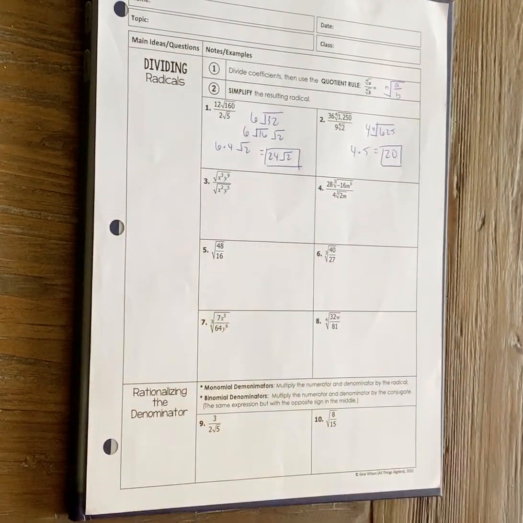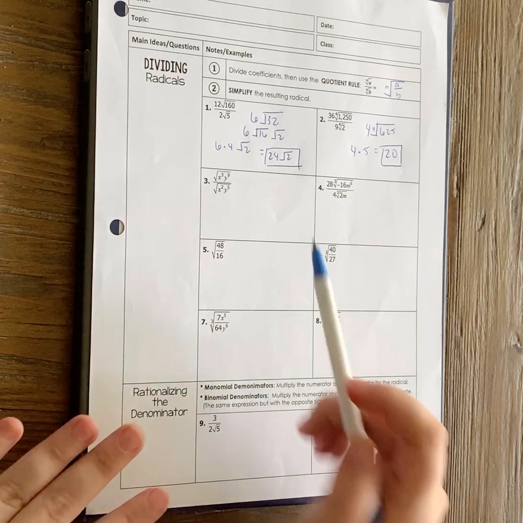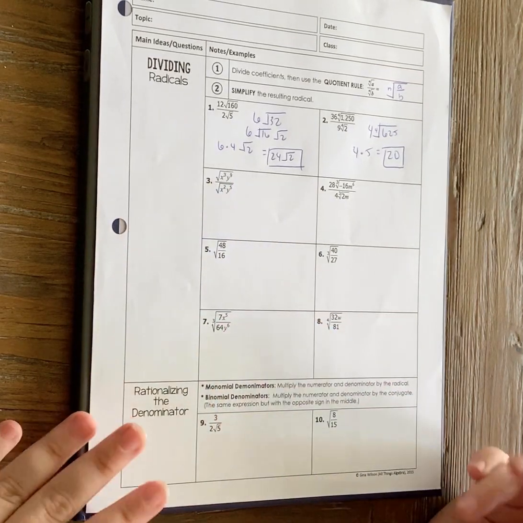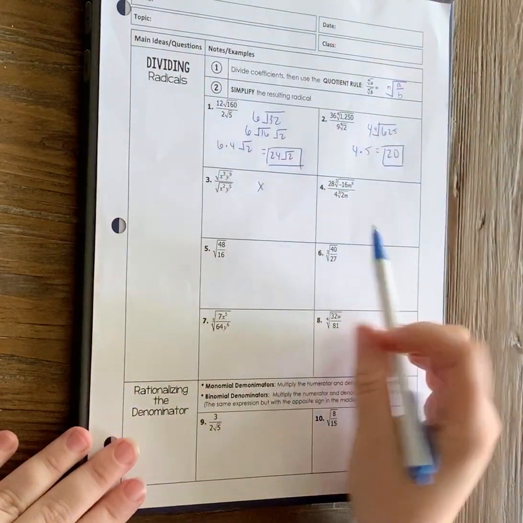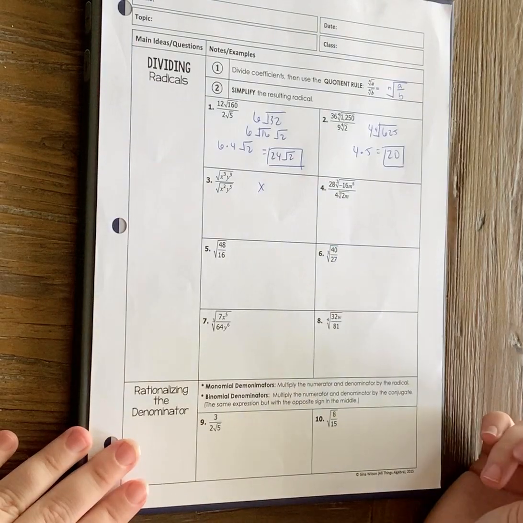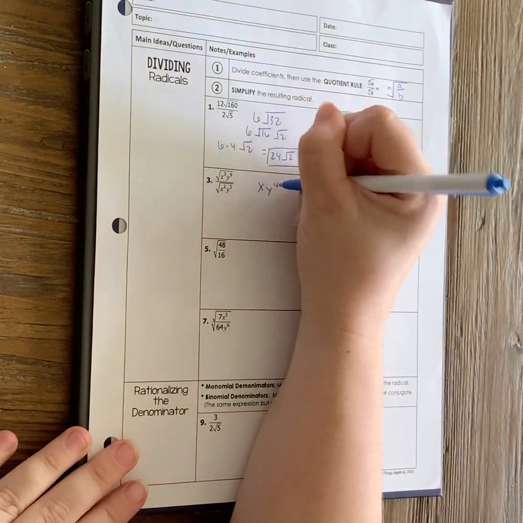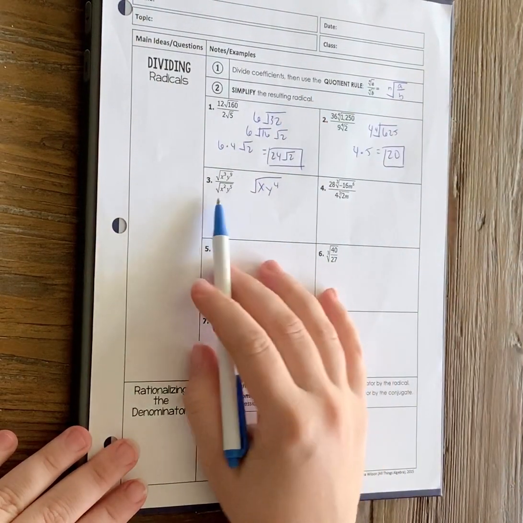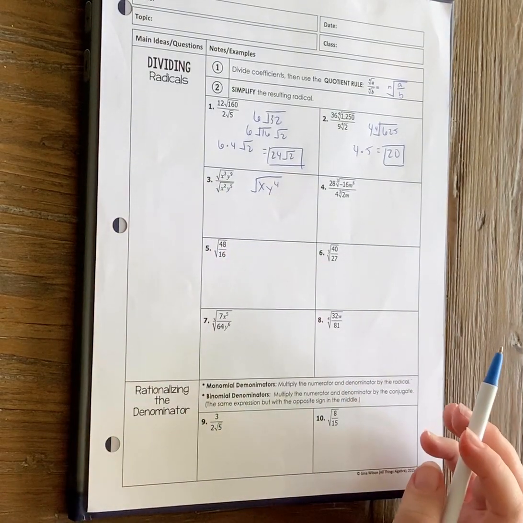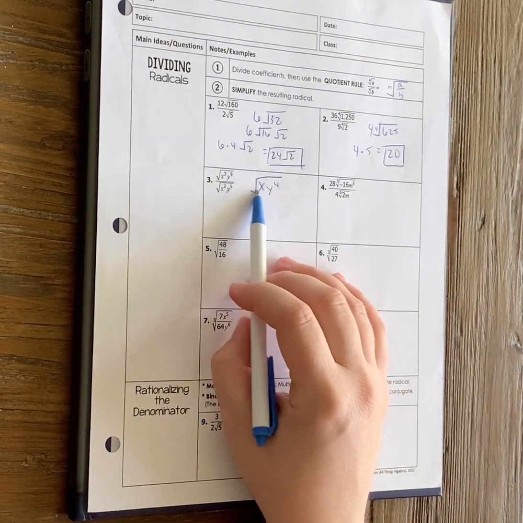Okay, on this one, we're using our quotient rule. So x cubed divided by x squared is x. And then y to the 9th divided by y to the 5th is y to the 4th. Okay, so then we're still underneath the radical. So we can't take the square root of x.